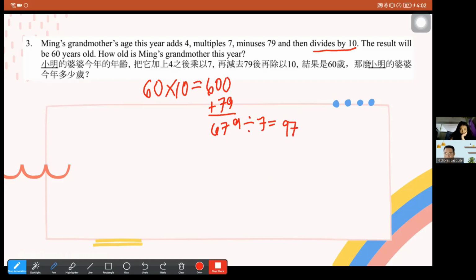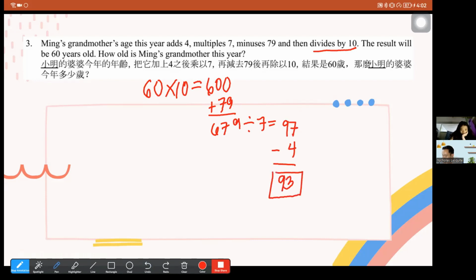Then adds 4 means minus 4, because it's working backwards. So you minus 4. So the answer here is 93. I think this is very basic. Most of you know this one because this is already the final round. I mean, the final warm up.